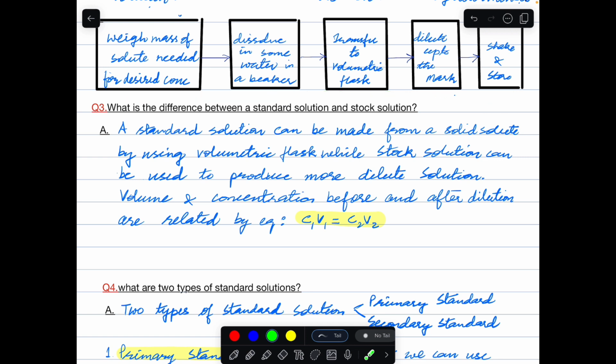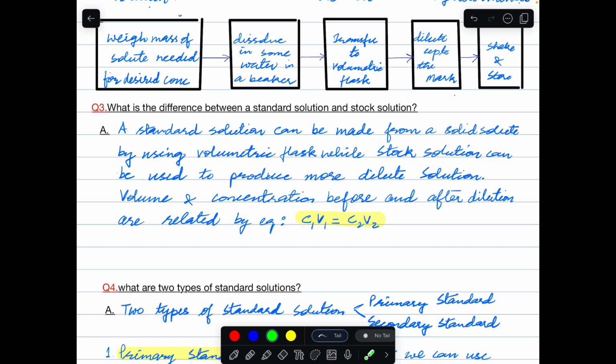So in such cases, what we do, we prepare a concentrated solution in large volume that we call a stock solution. Now from this stock solution, we prepare a solution of desired concentration by adding more solvent. Okay, so the volume and concentration of the new solution which is prepared, before and after dilution, we can find out by this formula.